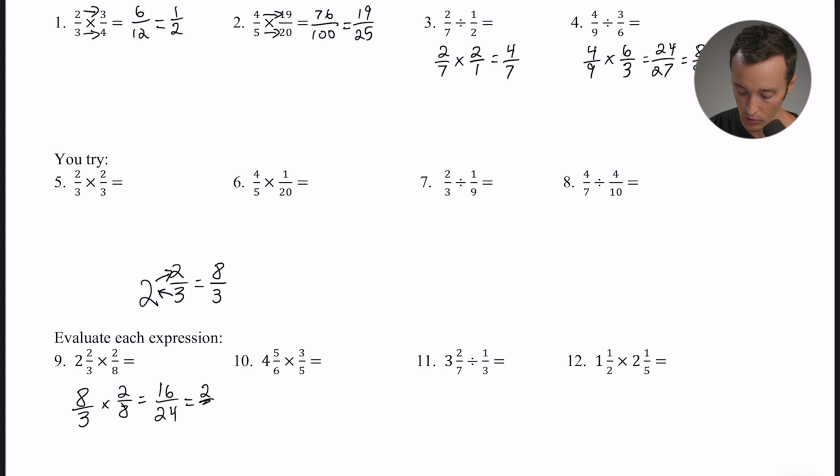It'll simplify to 2/3. Now, some of your math teachers might be kind of yelling at me that I'm not doing something that they would normally show you how to do.